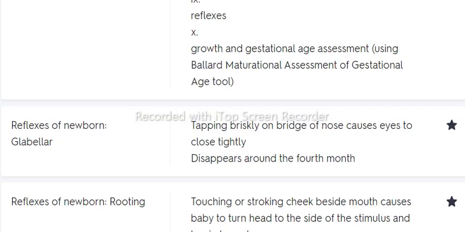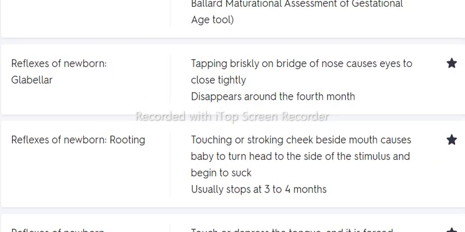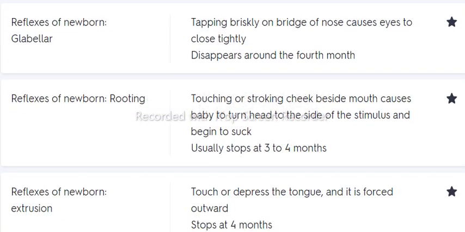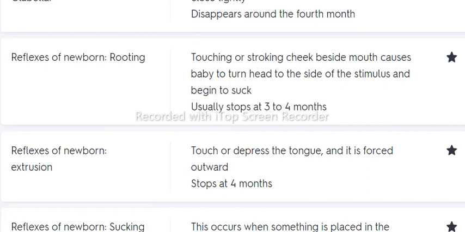Reflexes of newborn. Glabellar: tapping briskly on the bridge of the nose causes eyes to close tightly, disappears around the 4th month. Rooting: touching or stroking the cheek beside the mouth causes the baby to turn the head to the side of the stimulus and begin to suck, usually stops at 3 to 4 months. Extrusion: touch or depress the tongue and it is forced outward, stops at 4 months.